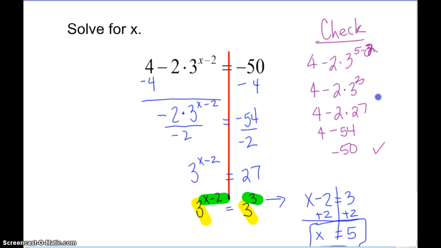I hope this example and this process is helping you to progress in solving more complex problems of exponentials.